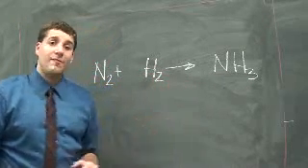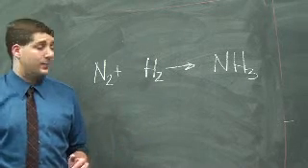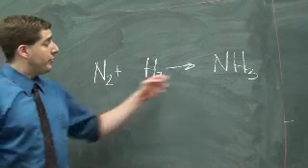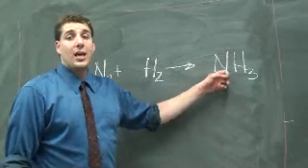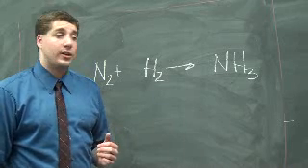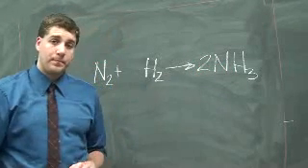This system does not follow the law of conservation of mass, and so we need to balance the system so that it does. I'm going to start by looking at my nitrogen. I started with 2, I end with 1. In order to bring this system balanced, I'm going to add a coefficient in front of the nitrogen. I need 2 of them here, so I'm going to draw my 2 in.